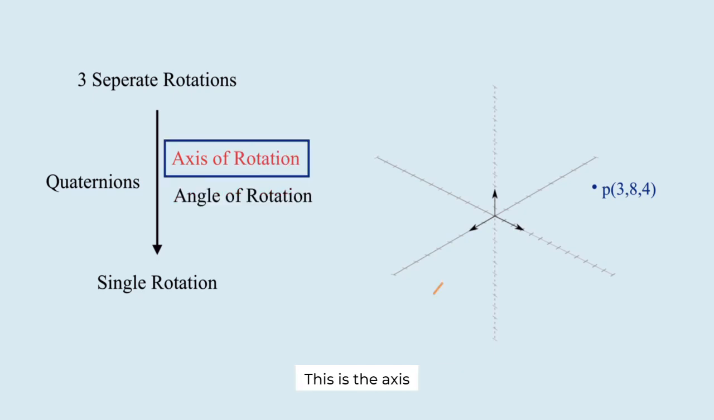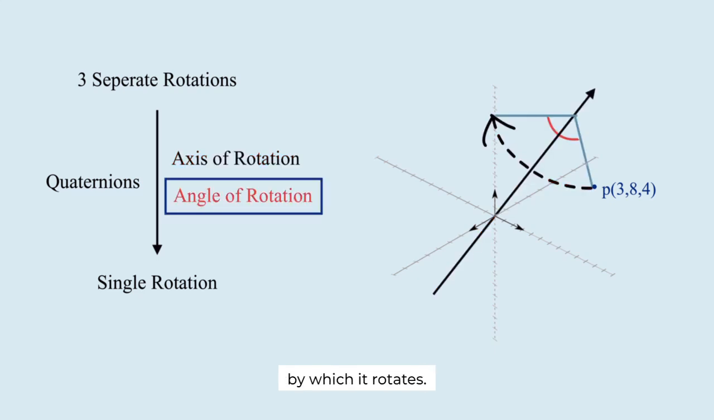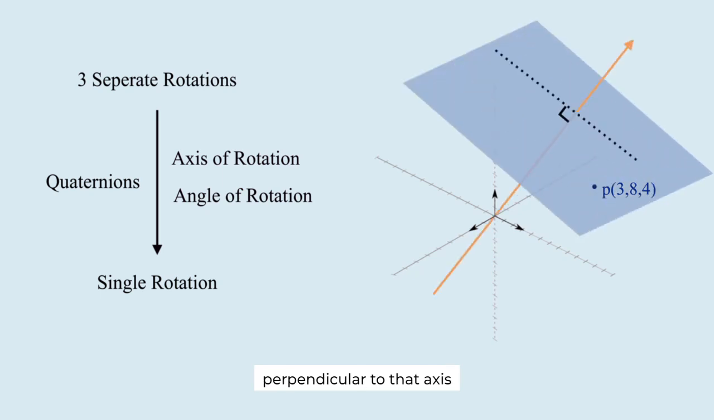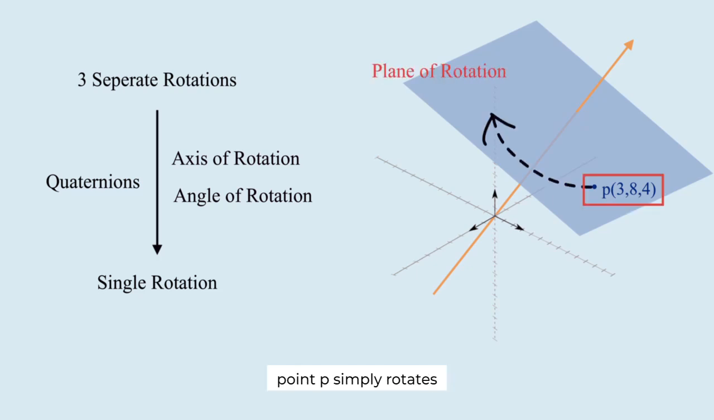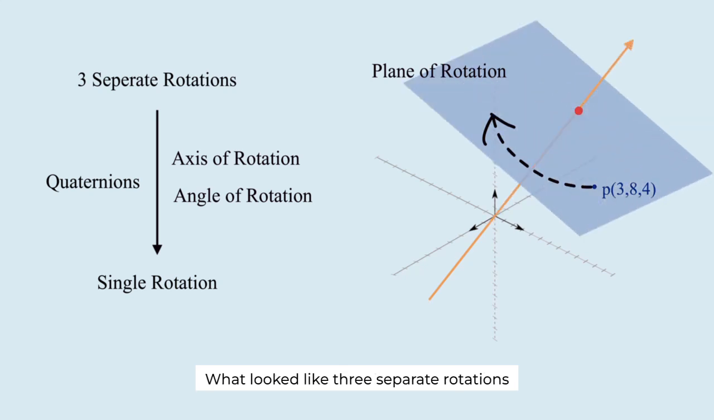This is the axis around which point P rotates. This is the angle by which it rotates. Imagine the plane perpendicular to that axis and passing through point P. It's the plane of rotation. Within this plane, point P simply rotates by the angle of rotation. The center of this rotation is the intersection of the axis and the plane. What looked like 3 separate rotations reduces to one unified rotation.